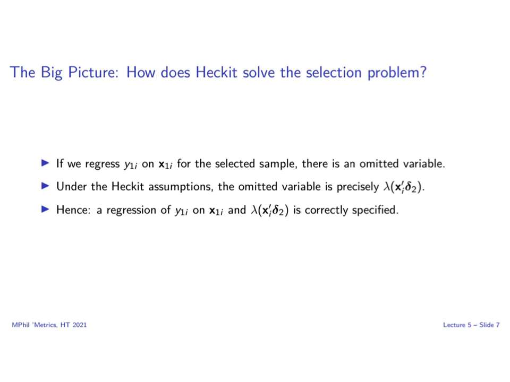Fundamentally, the problem of sample selection is that if we regress y1 on x1 for the selected sample, there is an omitted variable. Under the Heckit assumptions, this omitted variable, which I called w 2 slides back, turns out to be exactly equal to lambda of x prime delta 2. Hence, a regression of y1 on x1 and the omitted variable is a correctly specified regression.